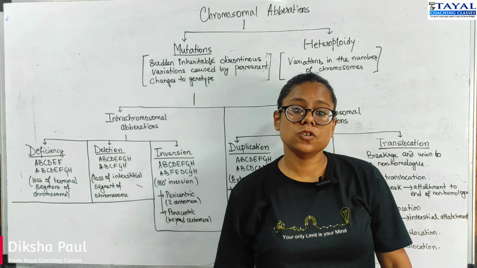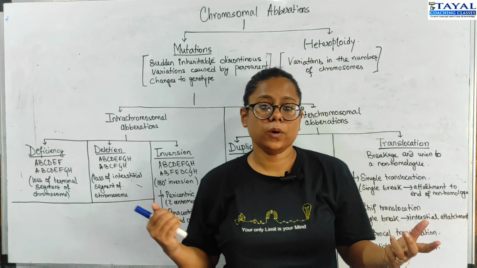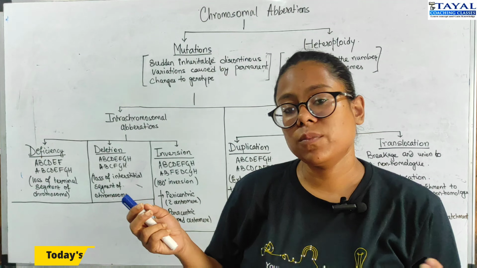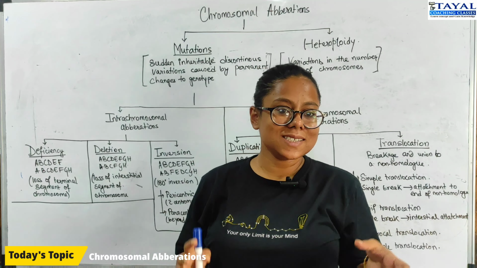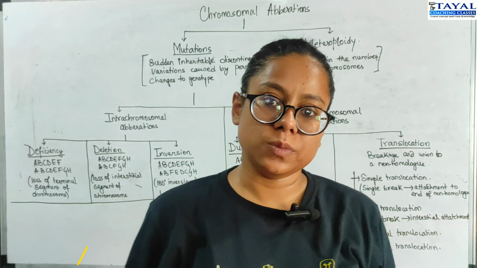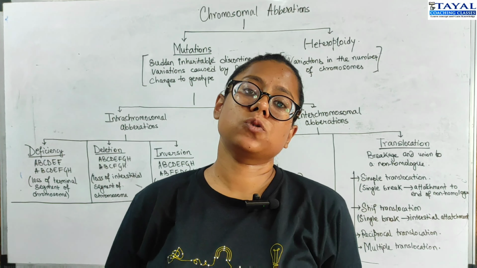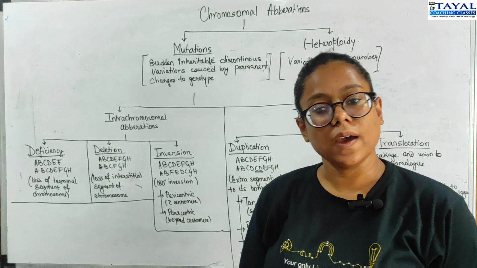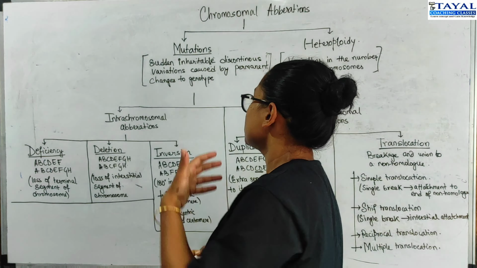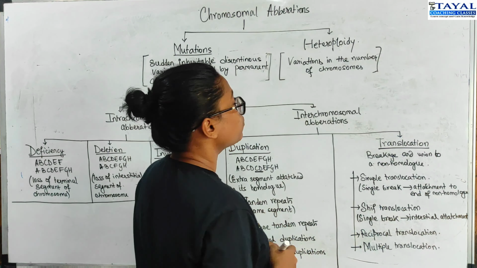Hi everyone. So today we are going to start with chromosomal aberrations, right? So abnormalities in chromosomal composition of humans. Now there are two basic types of chromosomal aberrations that lead to variation. One is a mutation and the other is heteroploidy.